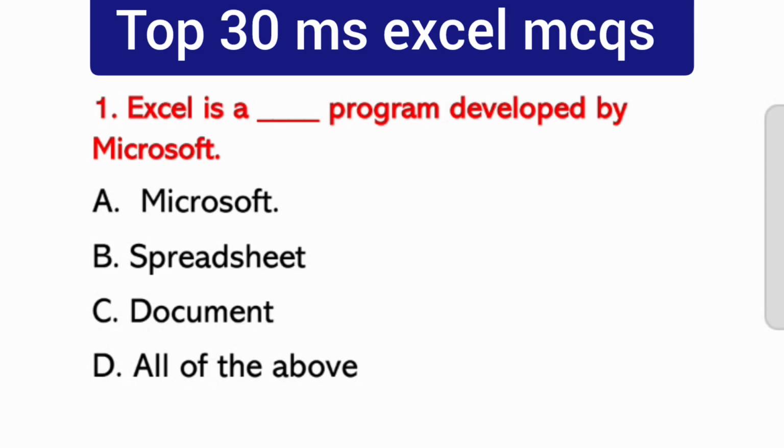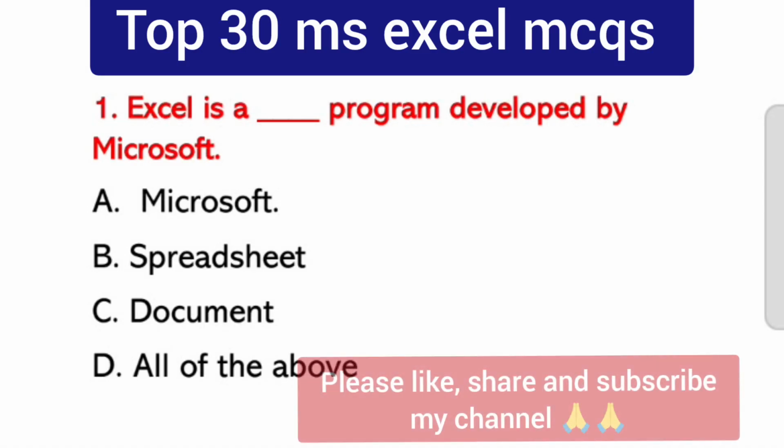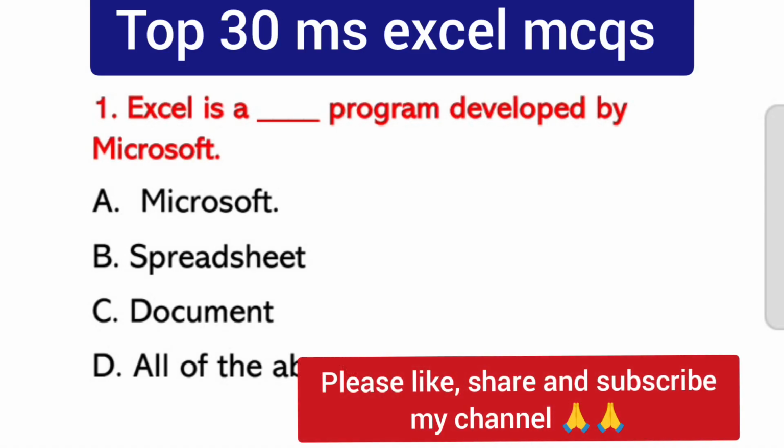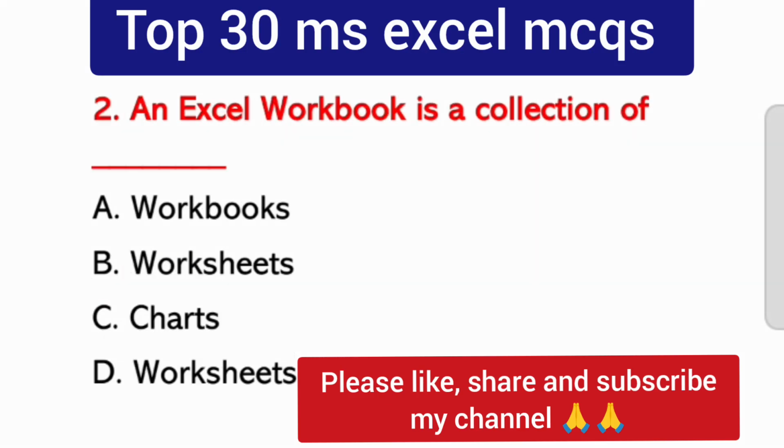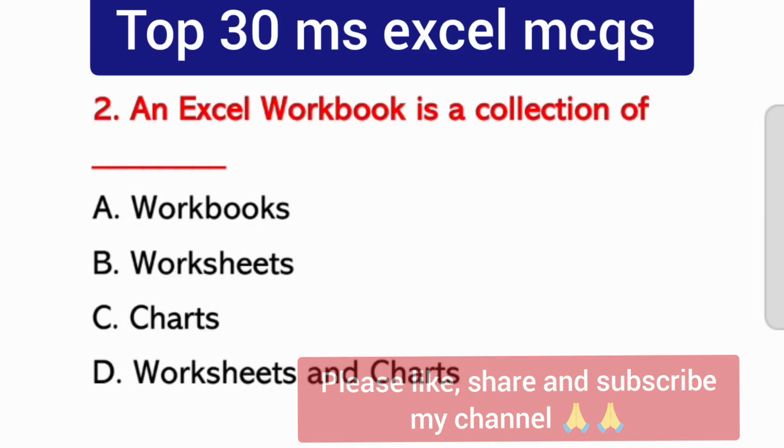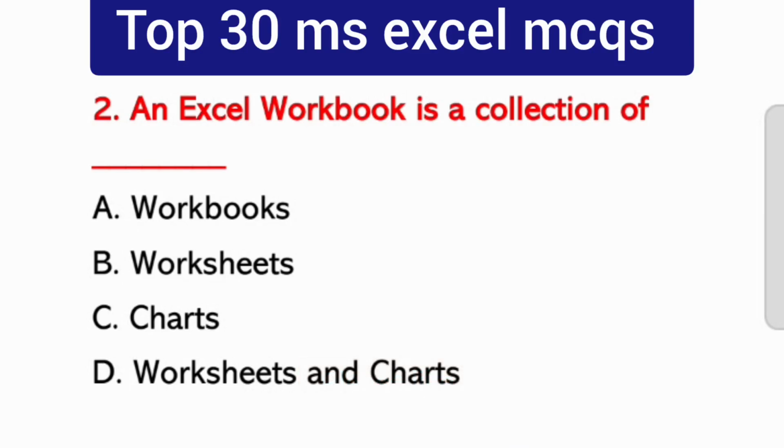Question number 1. Excel is a dash program developed by Microsoft. Options: Microsoft, spreadsheet, document, all of the above. Correct answer: spreadsheet. Excel is a spreadsheet program developed by Microsoft. An Excel workbook is a collection of options: workbooks, worksheets, charts, worksheets and charts. Correct answer: worksheets and charts.